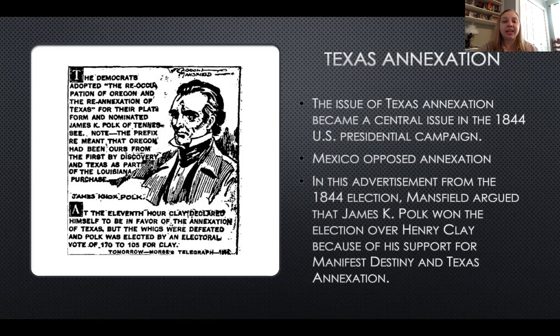As you can see here is a campaign advertisement from after the election that's arguing that James K. Polk actually wins the election and is successful because the Democrats openly supported Texas annexation from the beginning.